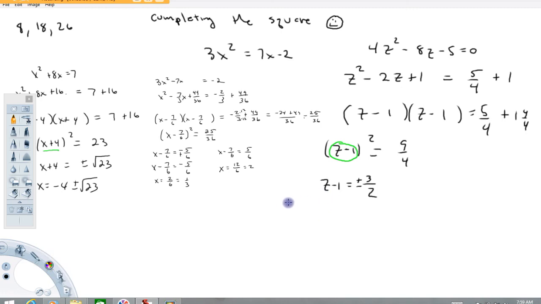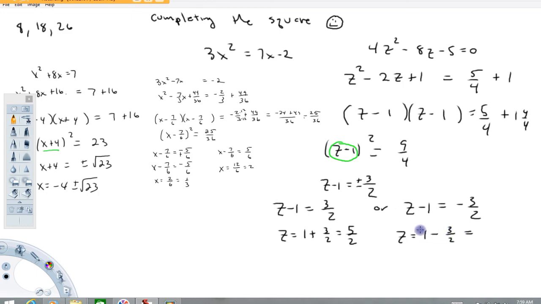So now we get two different tracks to the answer, if you will. One possibility is z minus 1 could equal 3/2. The other possibility is that z minus 1 equals minus 3/2. And then you just solve them both individually. So in this case, z is going to equal 1 plus 3/2. Let's see, which is 2/2 plus 3/2, 5/2. The other possibility is z is equal to 1 minus 3/2, which is 2/2 minus 3/2, which is minus 1/2. And there's our two solutions to this.